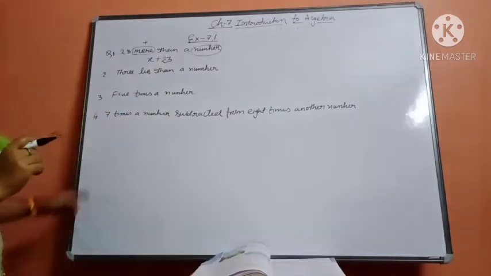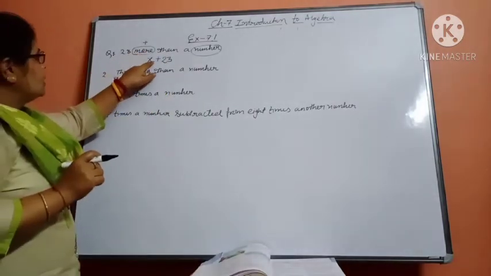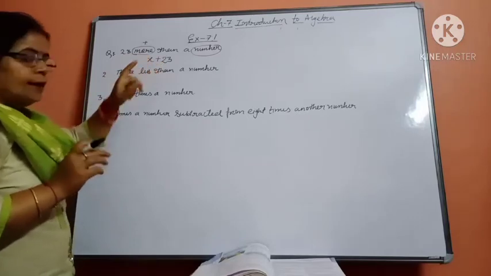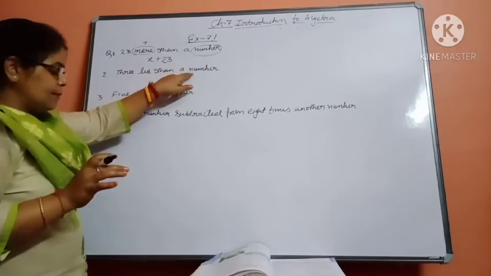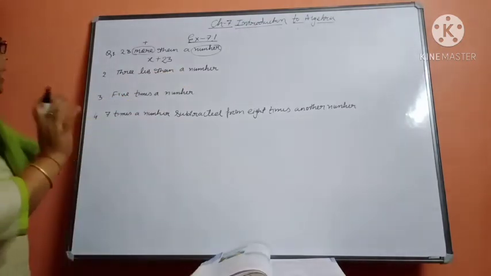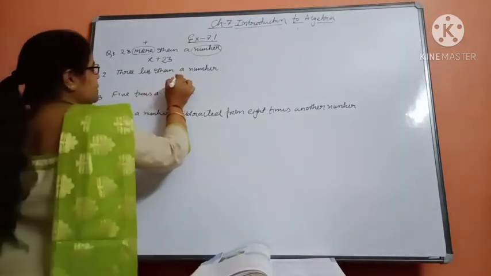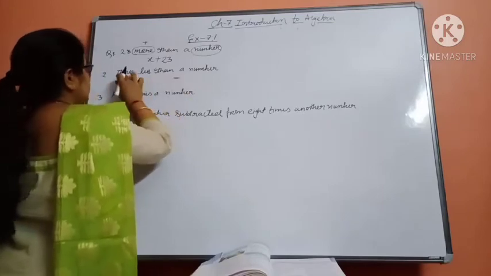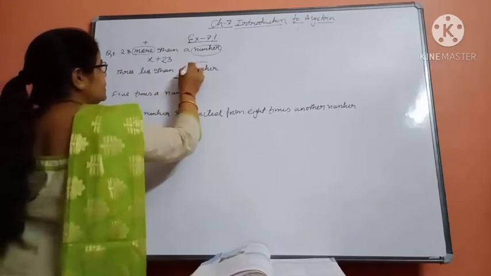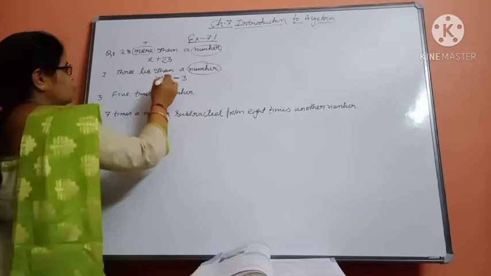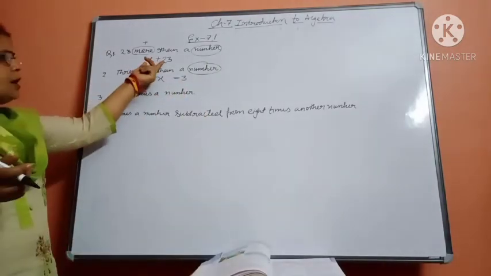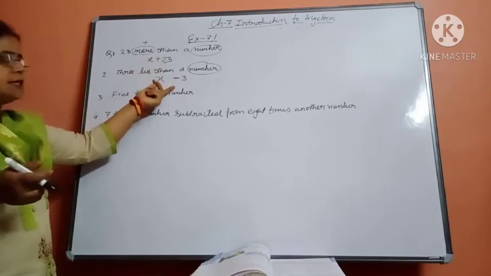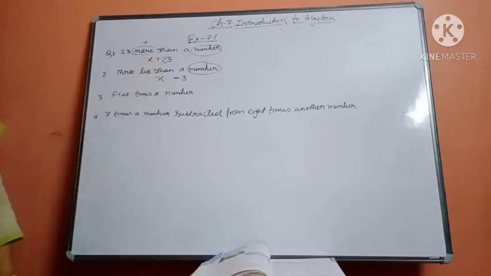Okay, 23 more than a number. A number means an unknown value. See that, 3 less than a number. Less means minus. How much less? 3. A number means, beta, that is x. So what will be your expression? This is your algebraic expression, x minus 3. So in this way we make the algebraic expression.